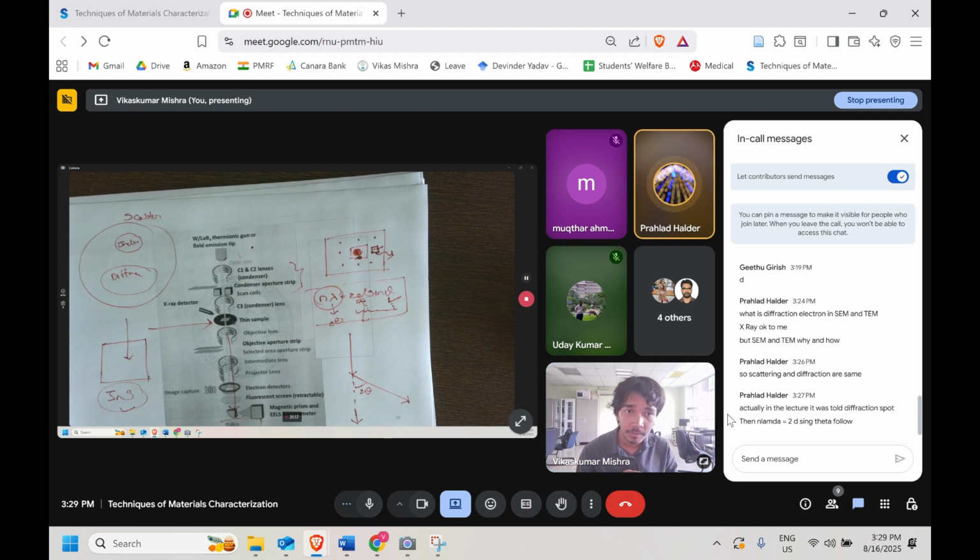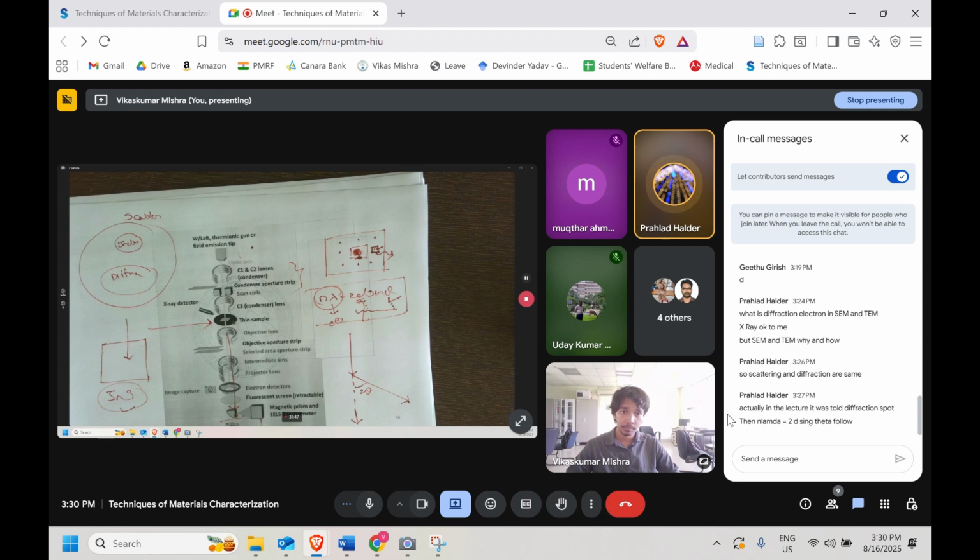Please. Actually, in the class lecture, I have seen diffraction spot. My only point to understand is that when the professor lectured, it was told diffraction spot. It was not discussed whether n lambda sine theta was followed or not. First part. Second part, what happened? Suddenly he was telling scattering, then started telling diffraction spot. So I need a little bit of clarity to understand.